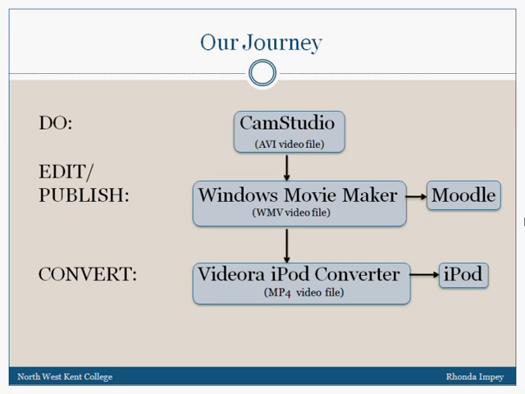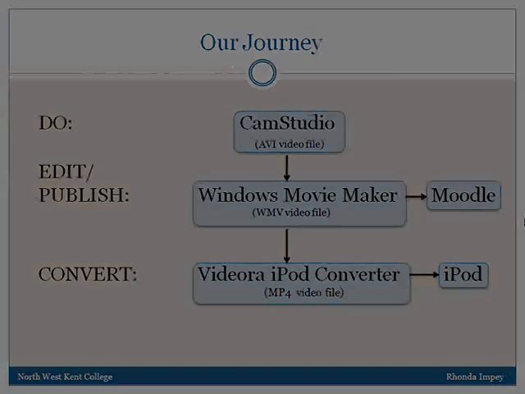I'll be guiding you through where to go for open source applications, how to download and use these apps. I have chosen to use CamStudio, free software that records screen activity from the Windows desktop into standard AVI files. Using Windows Movie Maker to edit and publish our clips and transitions into one single file, playable on any computer. Finally, using Videora iPod converter to convert our file into MP4 format, playable on the iPod.